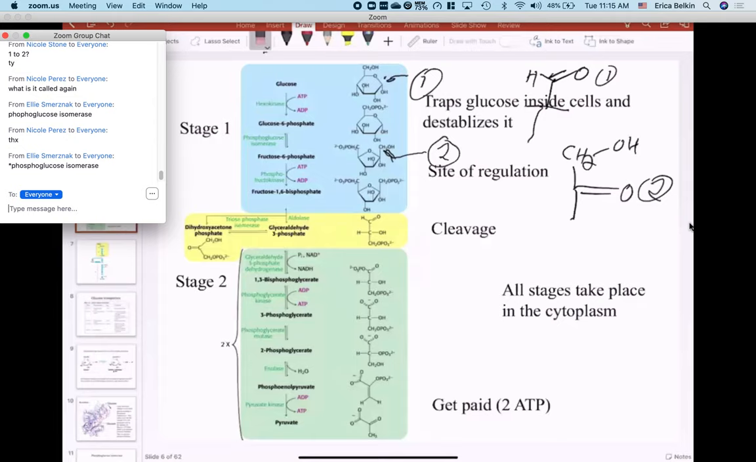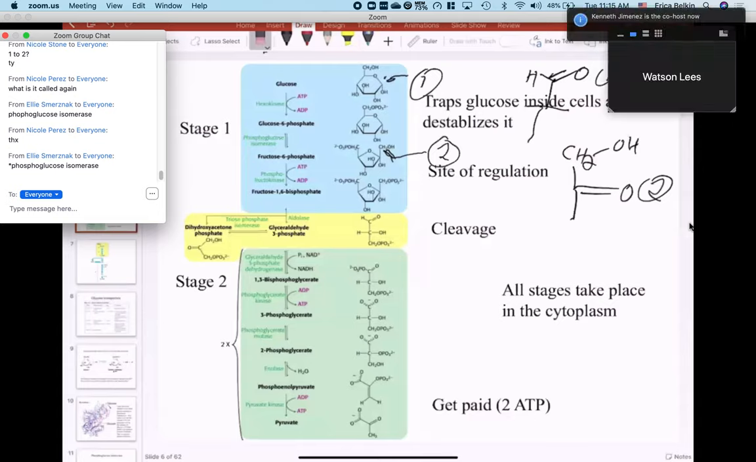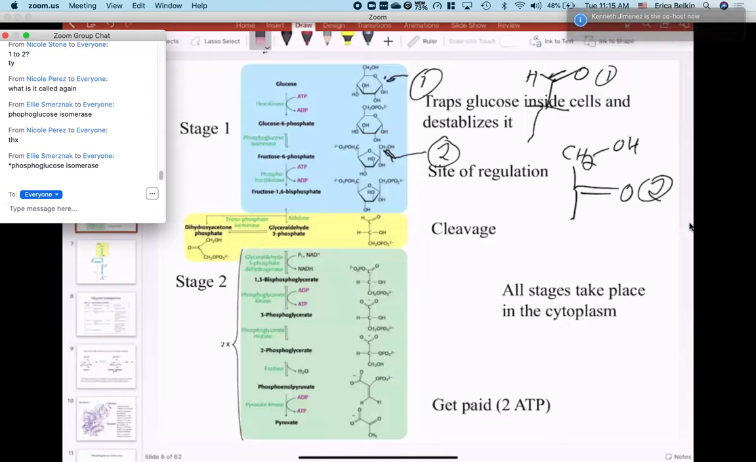These two 3-carbon pieces can go back and forth. Again, it's very similar to what happened with glucose-6-phosphate and fructose-6-phosphate. One is an aldehyde, the other is a ketone, so they both have the same molecular formula. The enzyme is an isomerase, and it isomerizes between the two.